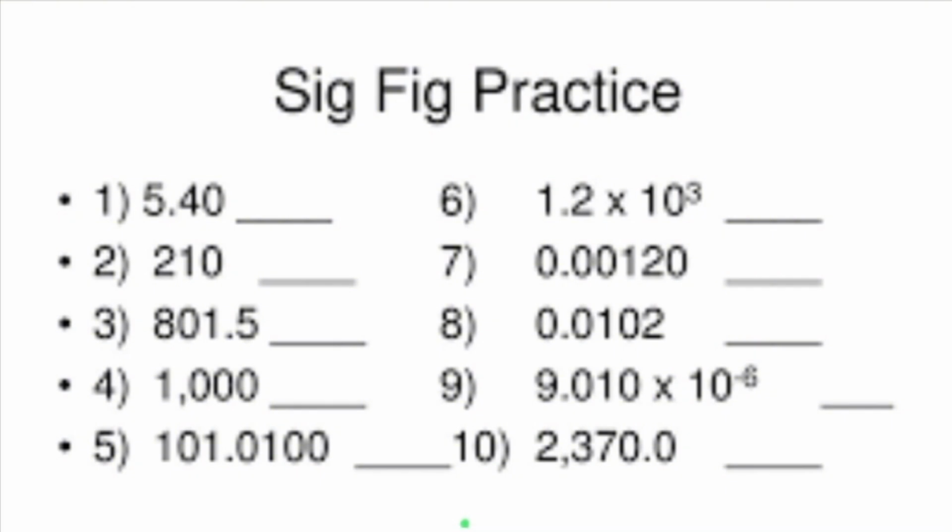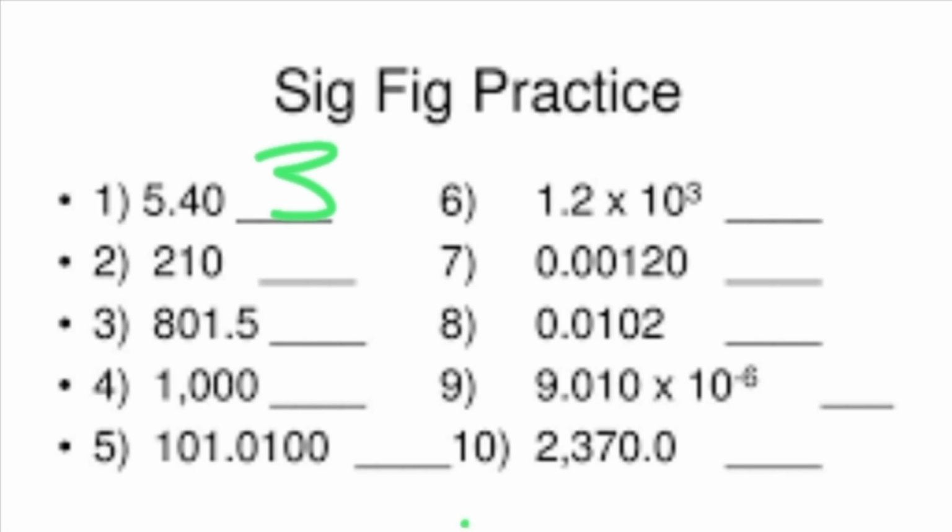Okay, so looking at this first example, we have 5.40. This number is going to have 3 significant figures because we have 5.4, which are both non-zero digits and they will be significant, and then we have a trailing 0 after the decimal, also after that non-zero digit, and therefore that last 0 will be significant and there will be 3 sig figs.